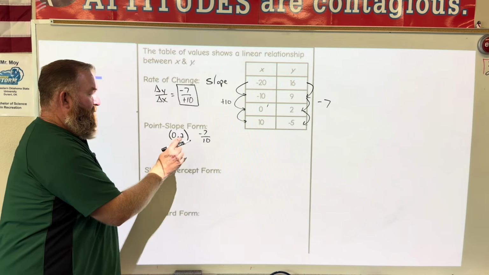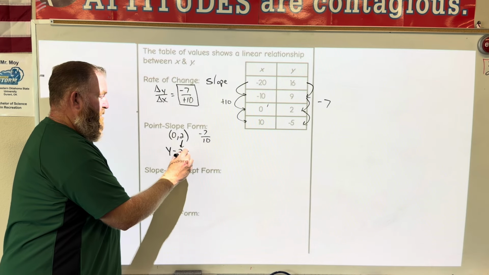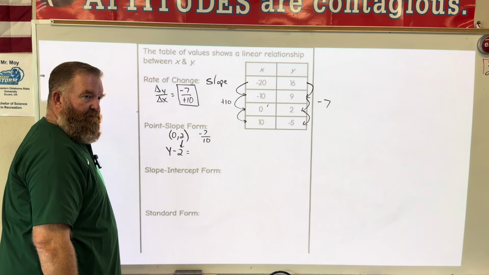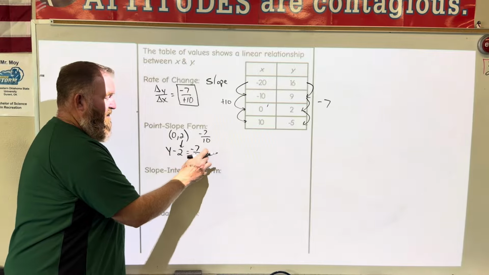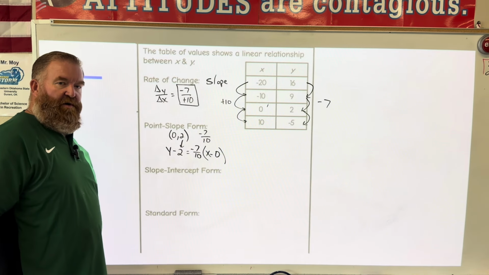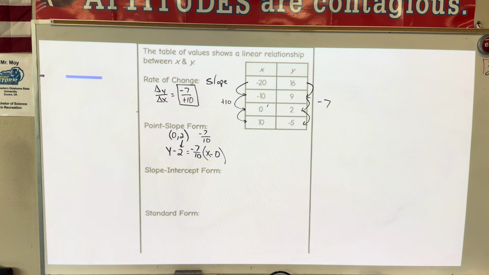Okay, y minus y1, so y minus 2 equals, what's my slope? Negative 7 over 10. And then we have x minus 0. I could just put x if I wanted to, right? Everybody good? Now, rather than doing the distribution and all that stuff, check this out.